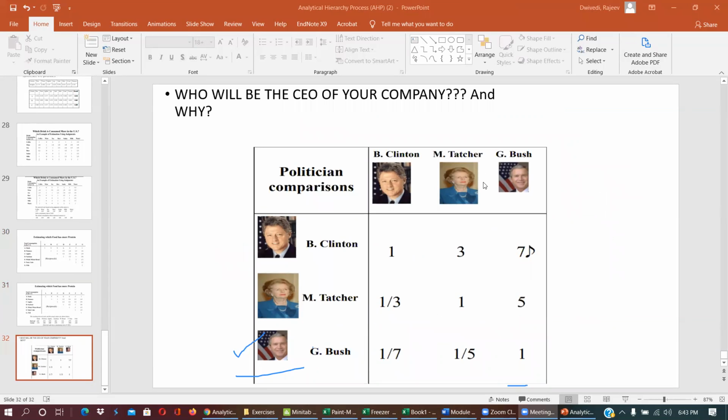Now, who will be your president or who will be the CEO of your company based on this? Based on this matrix, can you give the judgment? Mr. Clinton is going to be first, and Margaret Thatcher is, I think, second. And George Bush would be the third one.